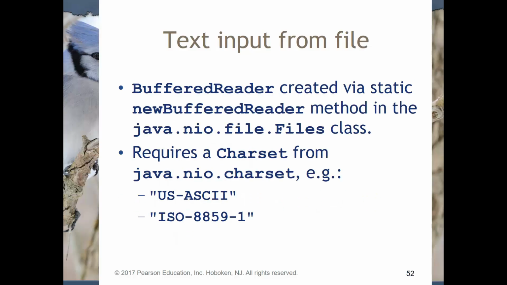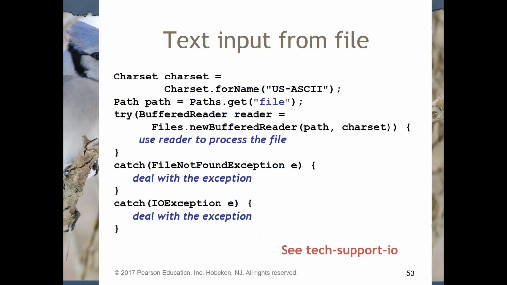Text input from file. Buffered reader creates a static new buffered reader method in the java.nio.file.Files class. Requires a Charset from java.nio.charset. And then in here you have to be able to say what type of character set you're reading and go from there. So, charset is equal to US ASCII, which is the most common type you'll encounter. Paths get file, buffered reader. Now it's going to do it.